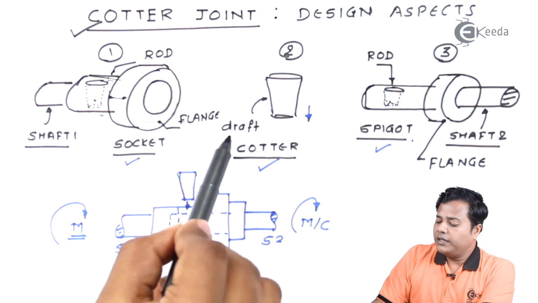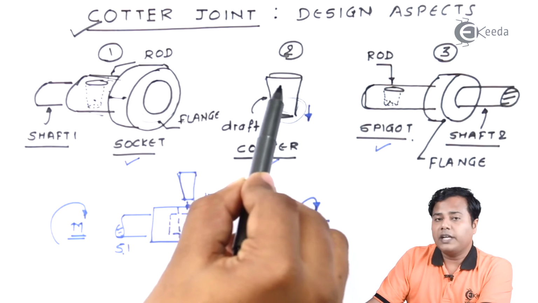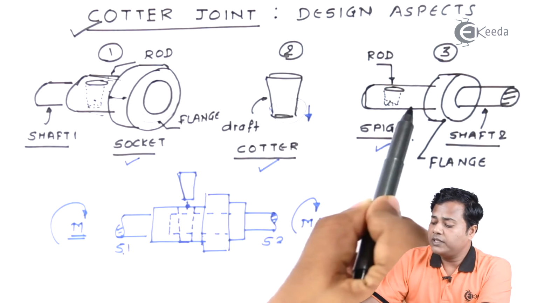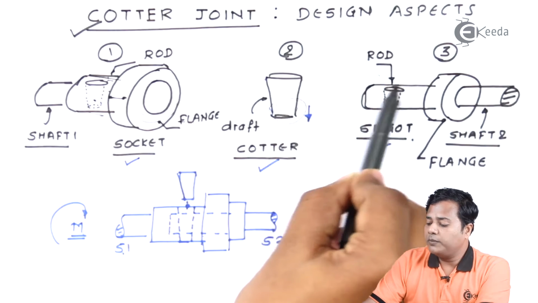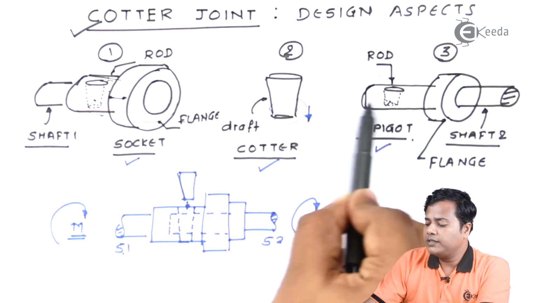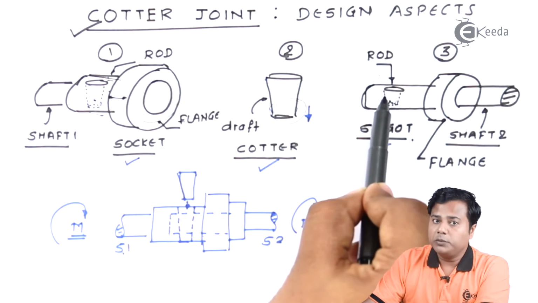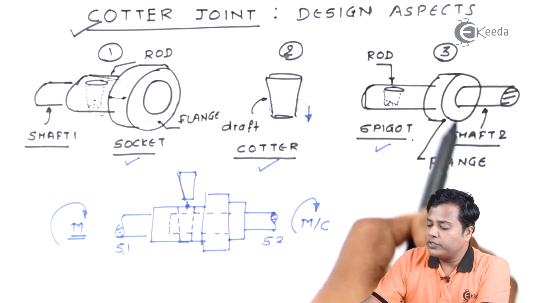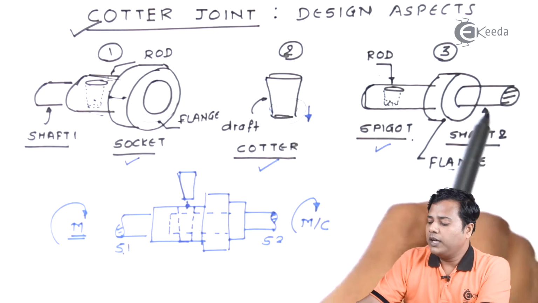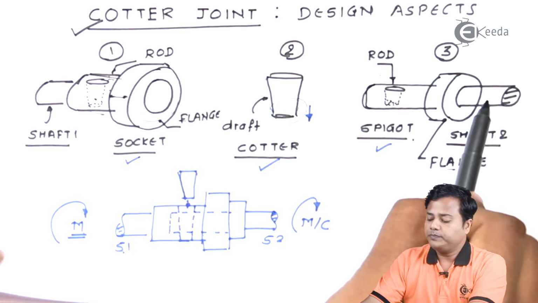In the same way, it's the Cotter. Different dimensions of Cotter will be specified afterwards. So this is the rod part of the spigot, the lengthwise. This is the Cotter of the spigot, or the cavity of the spigot. This particular structure is the flange of the spigot, and this is the shaft of the spigot.